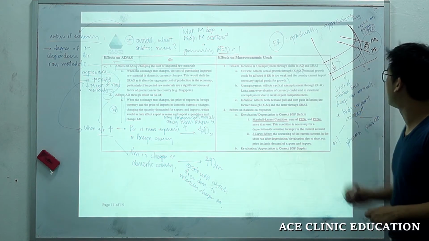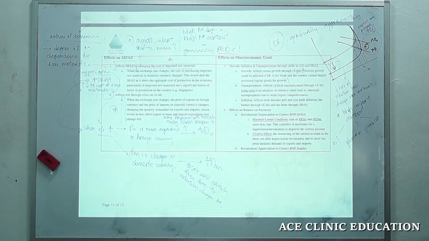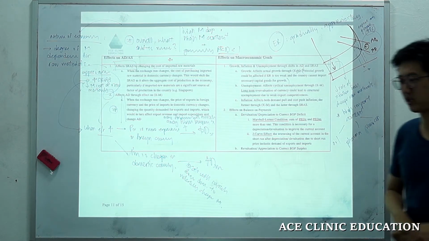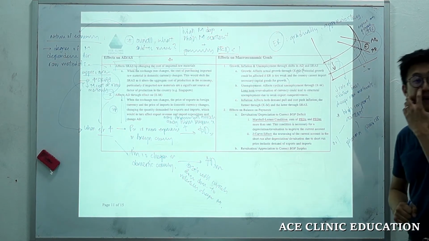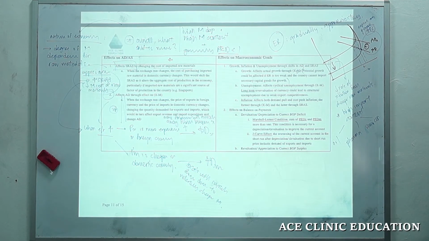One specific point is this: potential growth could be affected if your exchange rate is too weak, right? Your exchange rate depreciated a lot, and because of that, you cannot afford to import necessary capital goods for growth. But that's a very niche scenario, right? Most of the time, growth is very simple. It changes with X minus M, and to some extent with SRAS as well.